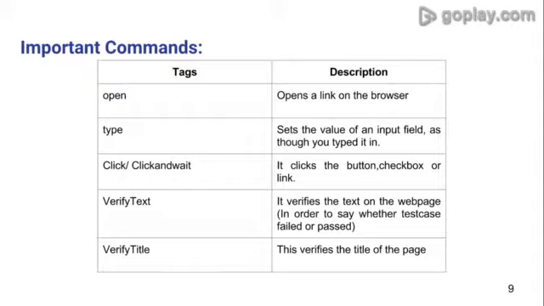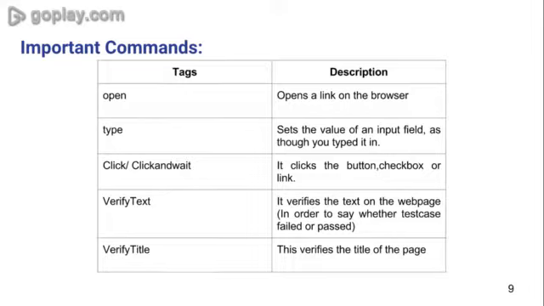The other commands are click and click and wait. What is the difference between them? The click command clicks a button or a radio button, and it doesn't wait; it directly moves forward. Whereas click and wait clicks a link or button, waits for the results to come, and after the result comes, it moves forward.